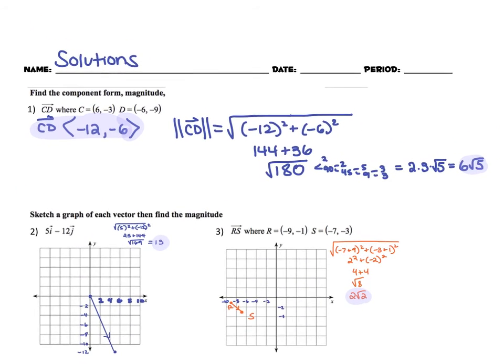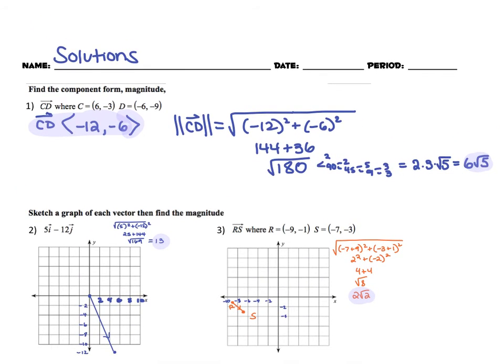Started with number 1 being find the component form and the magnitude. So the component form should have been -12, -6. And the magnitude was the square root of 80, which you will give me as 6 root 5. So these are ones you'll keep exact. I don't want decimal answers on these.